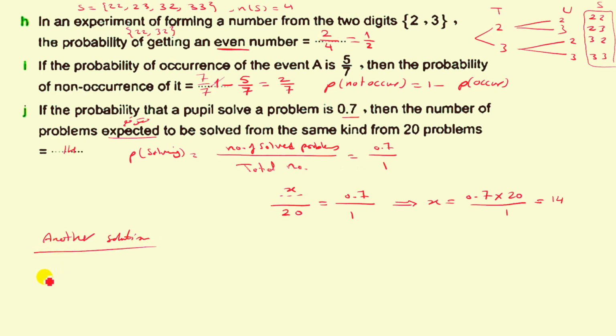يبقى هنا إيه number of expected problems equal the probability of solving a problem times the total number of problems. The probability 0.7 with total number 20، يبقى كده إيه هيدينا 14.